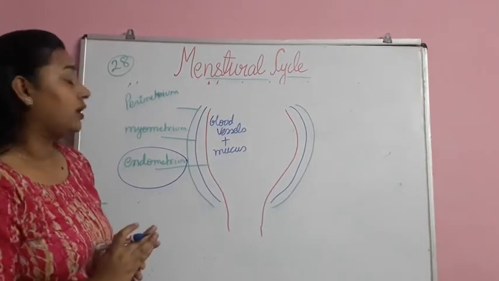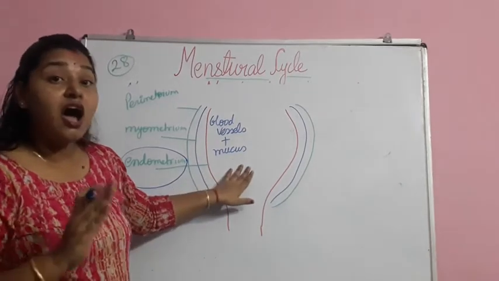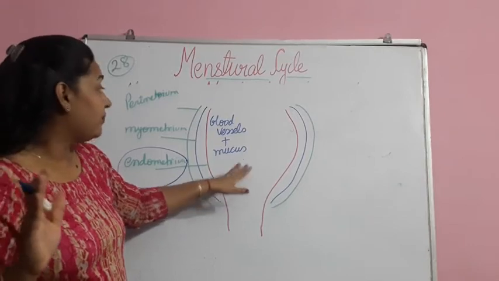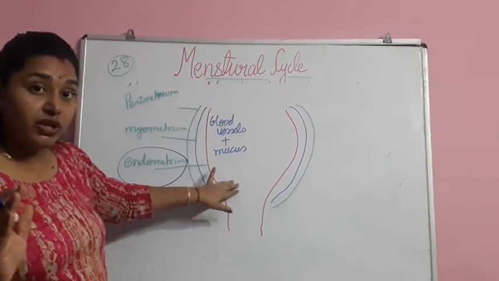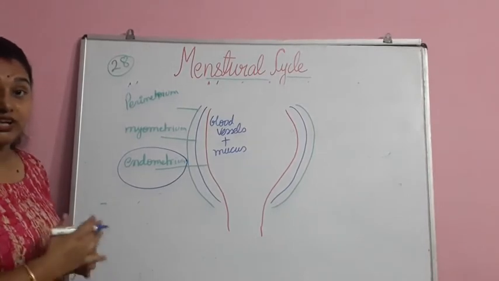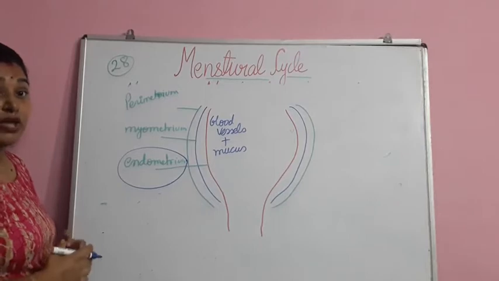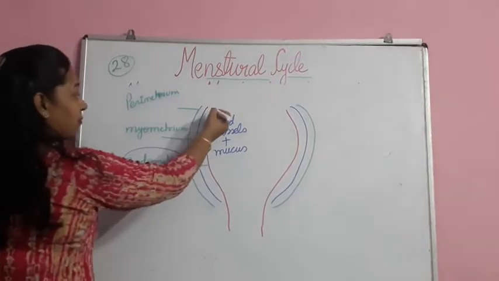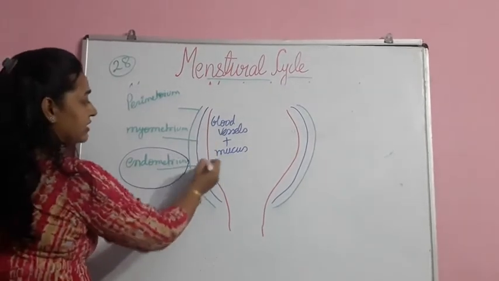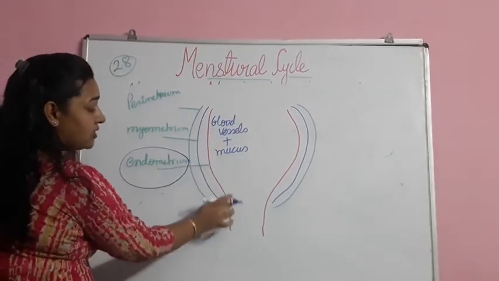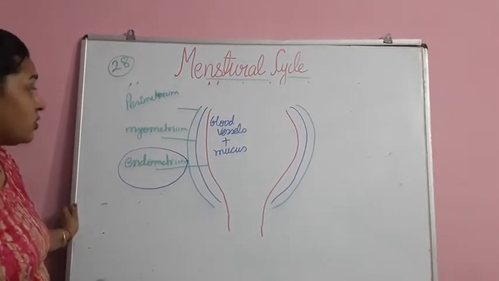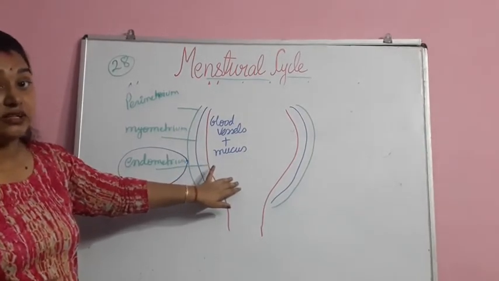But when the egg doesn't get fertilized, then the ovum reaches over here, and after the 28th day, when again the hormonal actions take place, estrogen, a huge number of blood vessels get ruptured. The endometrium layer gets ruptured, and then the blood vessels and mucus get shed off through the vagina. Alright, so this is the process of the menstrual cycle.